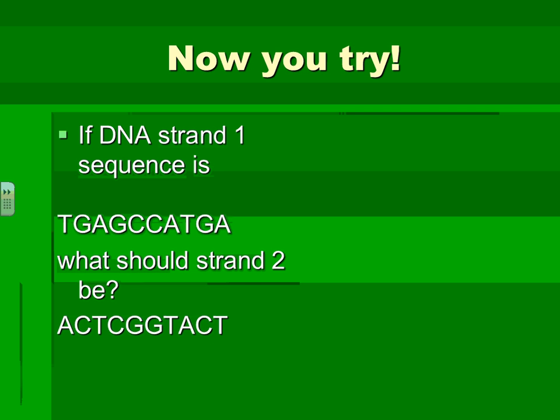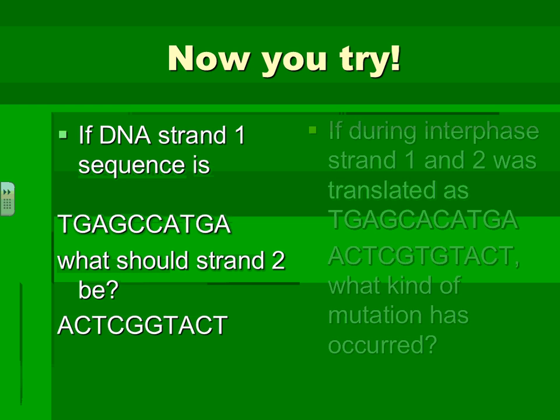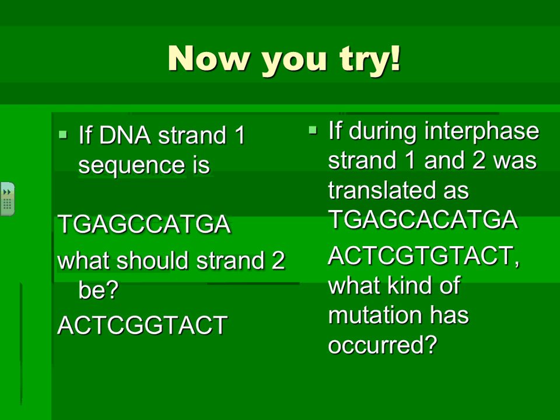Now let's say on your notes it asks you, if this strand had to be recopied, but it's copied like this. Take a moment and look at strand 1, which is on the left side, and strand 2 on the right side. When DNA was copied and during the mRNA transcription and translation process, what happened?